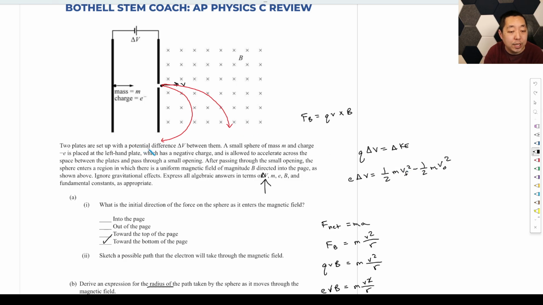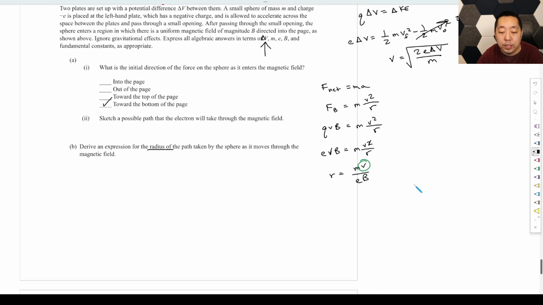Now we start from rest, right? It's placed and it's allowed to accelerate. So if it's placed there, it has initial velocity of 0. So we can figure out this final velocity. It's equal to the square root of 2e delta v over the mass of the electron. And now we can plug that into here to figure out the radius. It's m times the square root of 2e times the change in potential over m, divided by e times the magnetic field.